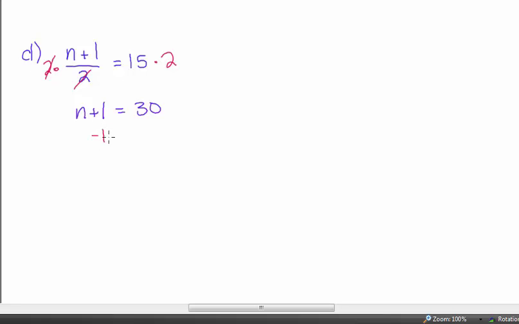Let's look at another example. N plus 1 divided by 2 is equal to 15. I need to get rid of the division, so I'm going to multiply both sides by 2. Times 2 and divided by 2 cancel, leaving me with n plus 1. And n plus 1 equals 30, so I want to get rid of the plus 1, so I subtract. The 1's cancel, leaving me with n, and then 30 minus 1 is 29.